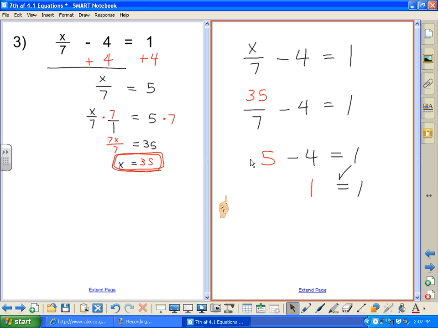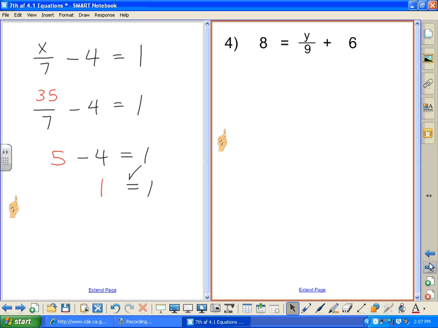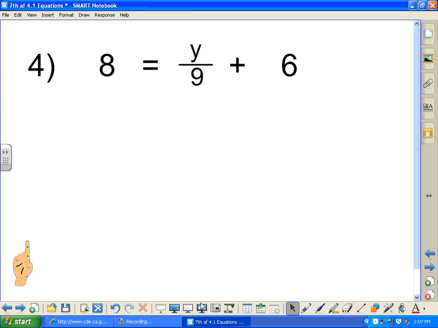Okay, are you getting this? I hope so. Let's try one last problem here. I've got 8 equals y divided by 9 plus 6. What are the two operations here? Dividing and adding. Let's work backwards.